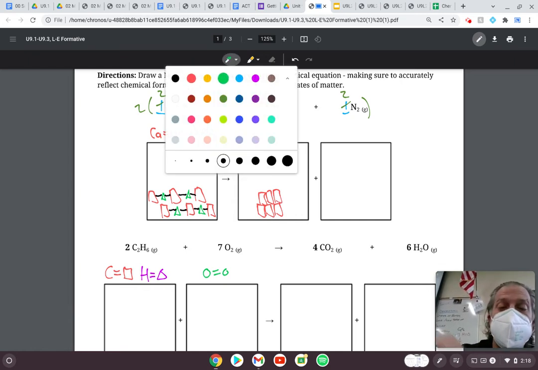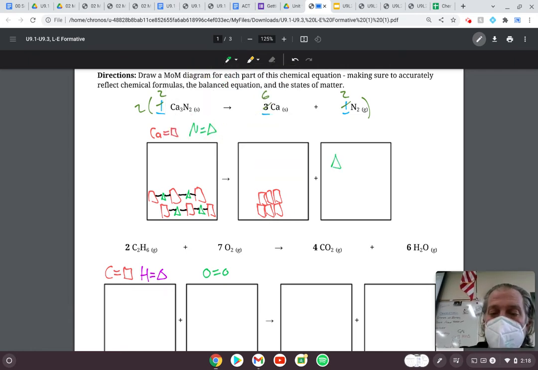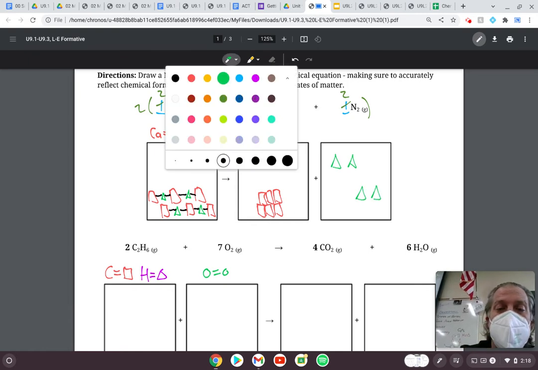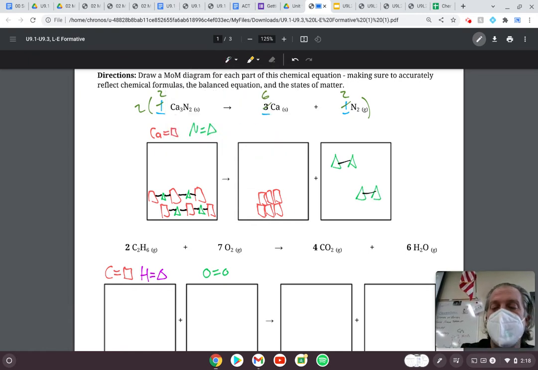And those nitrogens happen to be a gas. So I'm going to draw my nitrogens, which I said were a triangle. 1, 2. So pairs of 2. And it's going to look something like that. Questions about the first one?